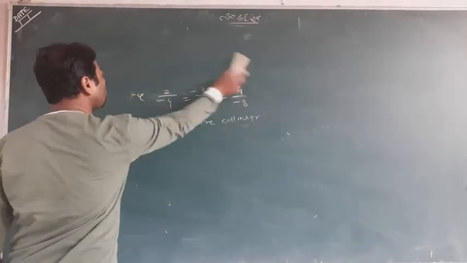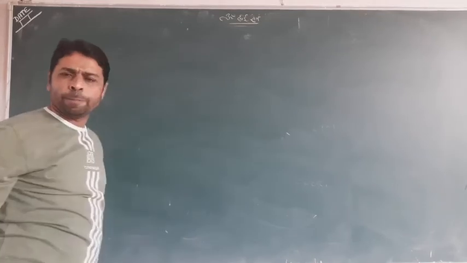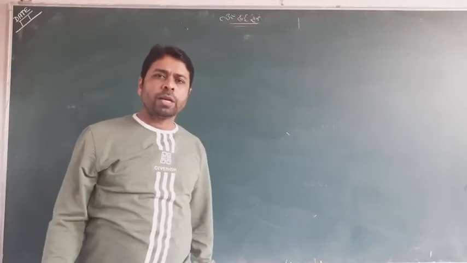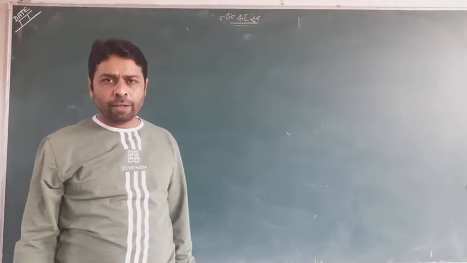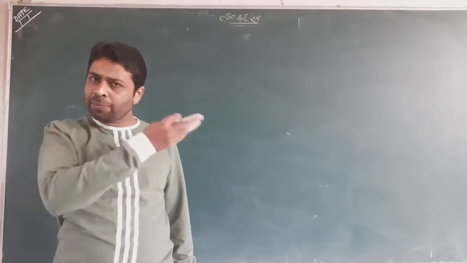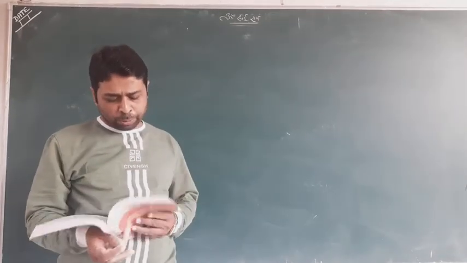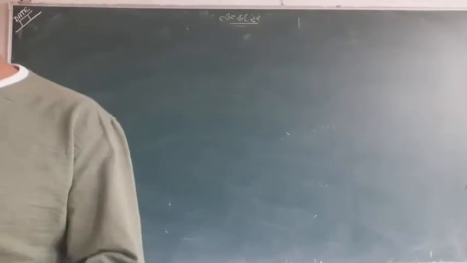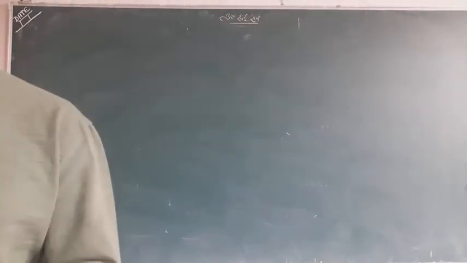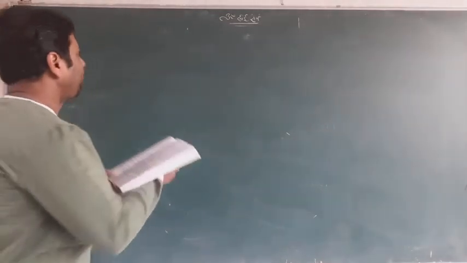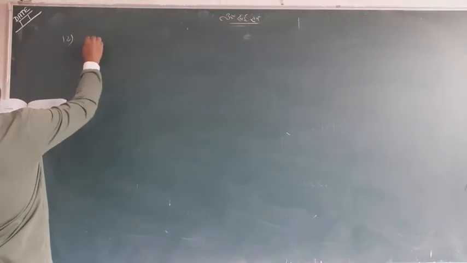Whenever the coefficients of i, j, k are proportional, actually they are parallel. But if one point is common, definitely they will be collinear. Okay, so keep remembering the concept. Now we have question number 12. The 12th question was already discussed.